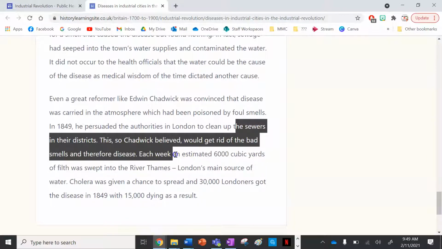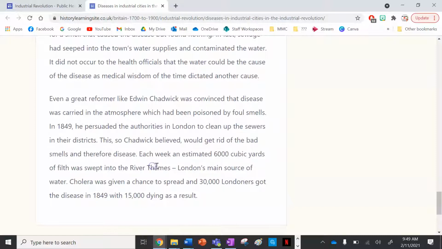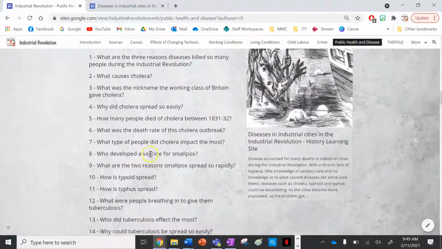So he would get rid of all the bad smells and therefore the disease, and then he dumped, well, not he by himself, but a collective effort, dumped 6,000 cubic yards of filth and human waste into the river. And of course, when you infect the main source of drinking water with human waste, you get a cholera outbreak. So he thought by getting rid of the smell, we'll put it in the river. Little did he know that that is what causes cholera, with 15,000 people dying of this. So very silly decision from Edwin, but I guess he didn't really know any better.